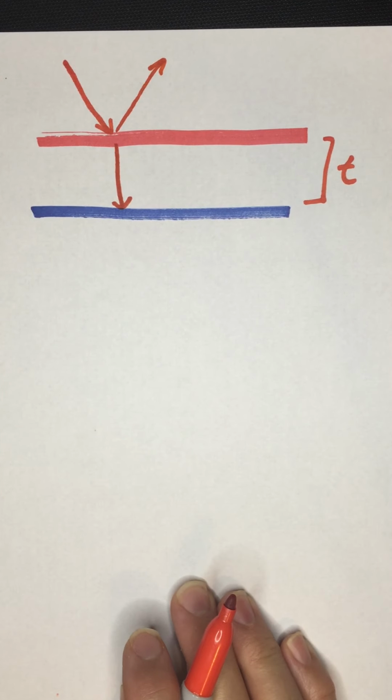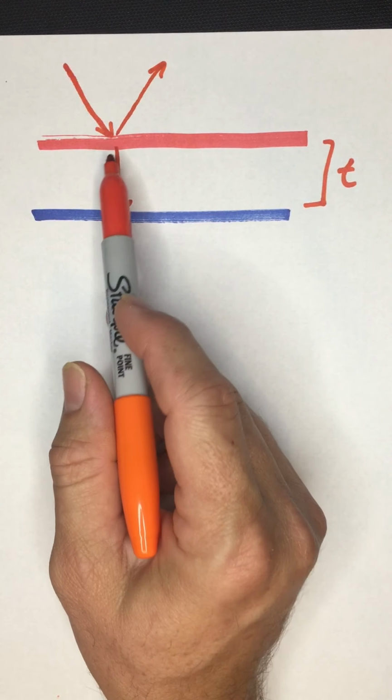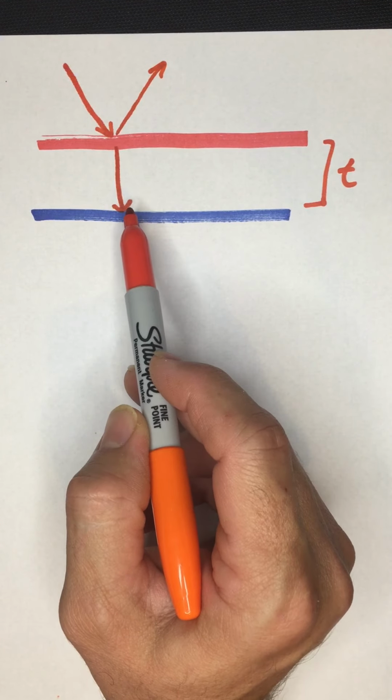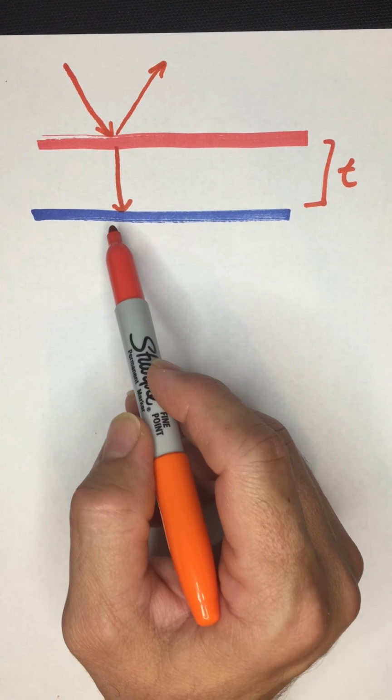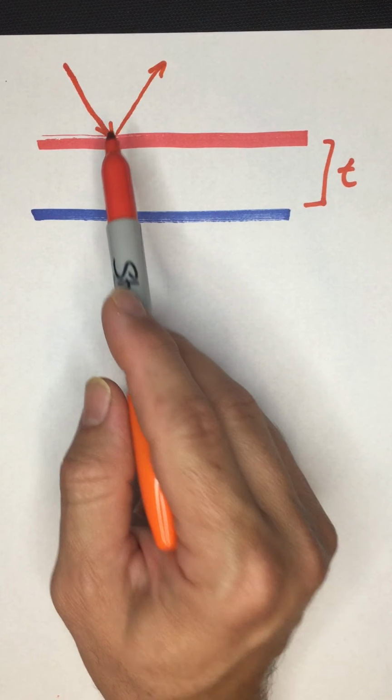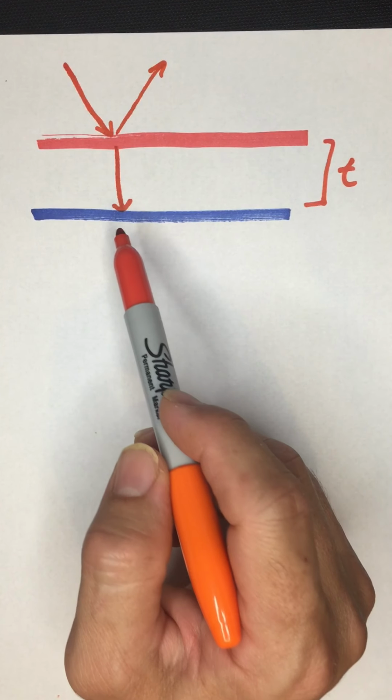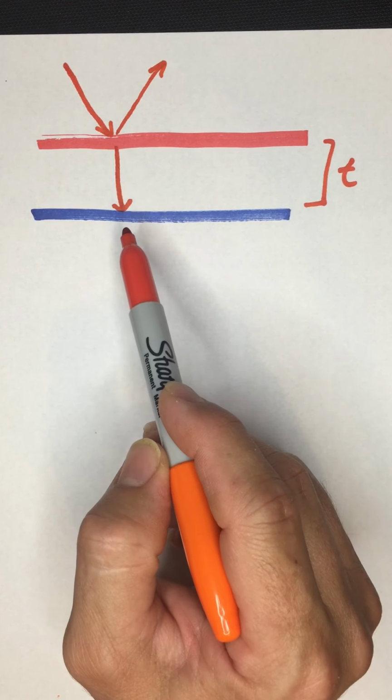Now, as I've drawn it, maybe you can convince yourself that I drew this refracted bent towards the normal. It could very well be bent away from the normal. I just picked one, doesn't really matter. But we've got this light being reflected. Now, let's follow the light that was transmitted.